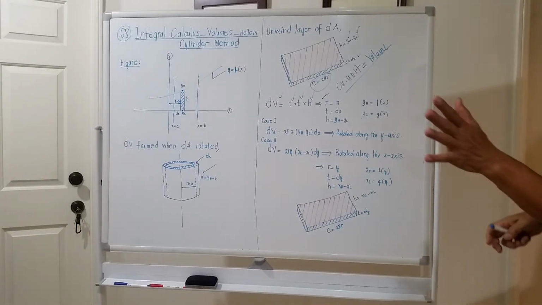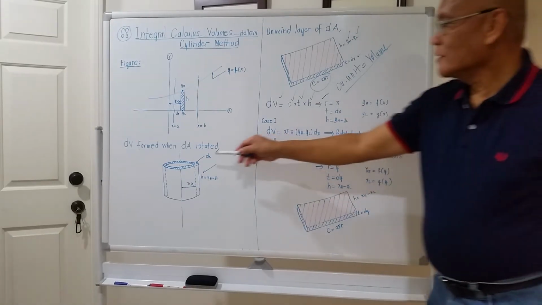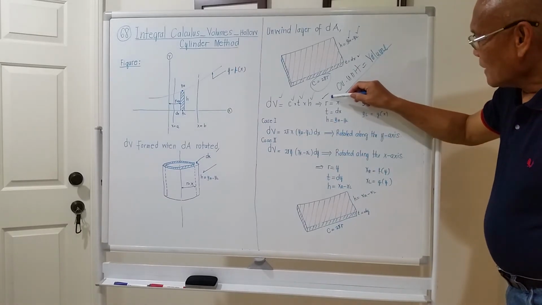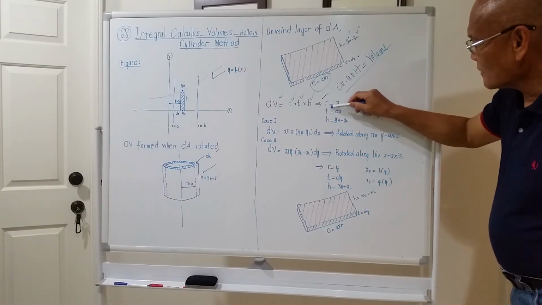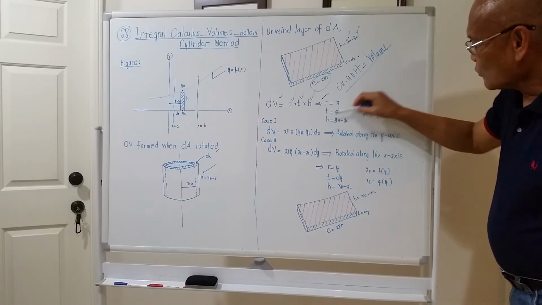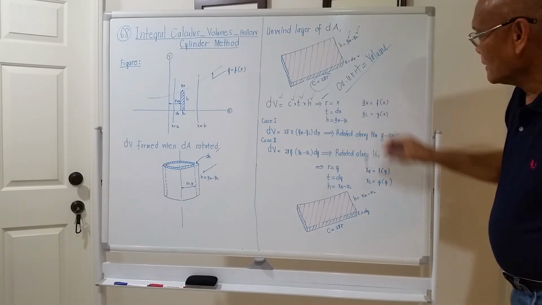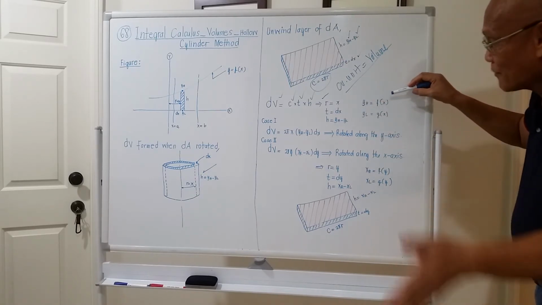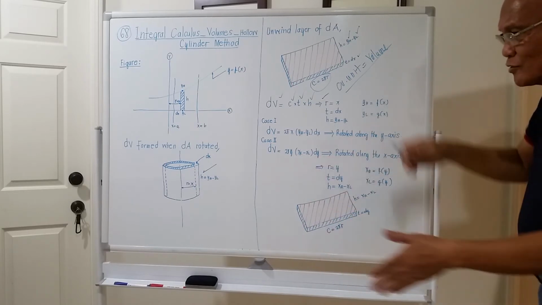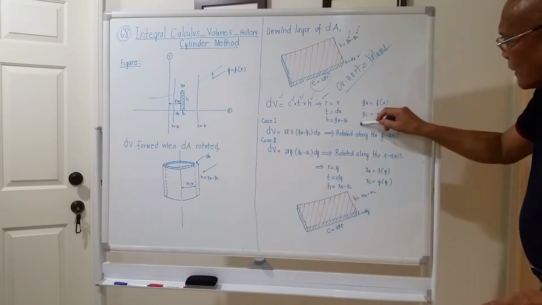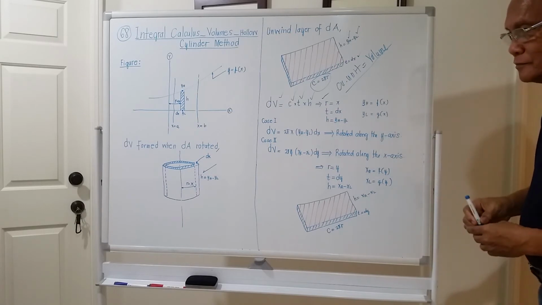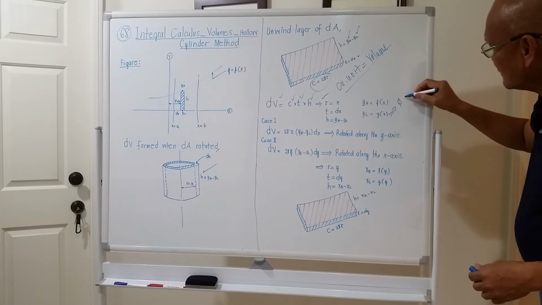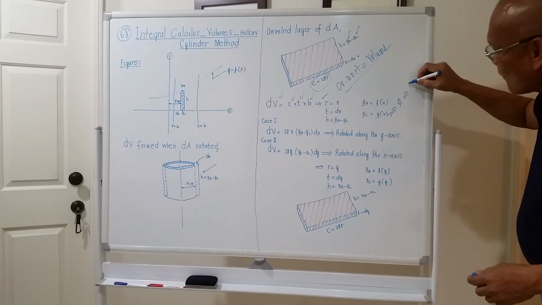For case number 1, if the hollow cylinder is to be rotated with respect to the y-axis, the radius will be x, the thickness will be dx, and the height will be y higher minus y lower, in which y higher is given on the problem to be a function of x. It could take any function, whatever will be the function. And y lower will be g of x. This g of x could be 0 or it could be a complicated equation.